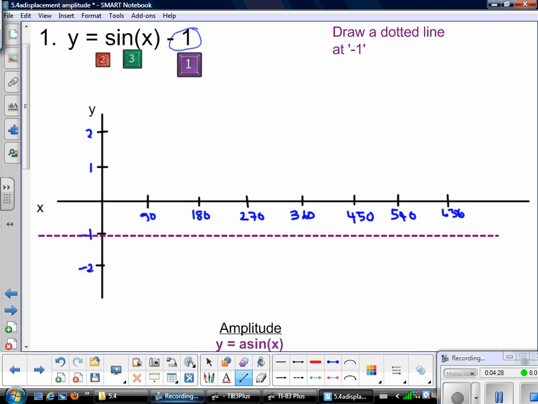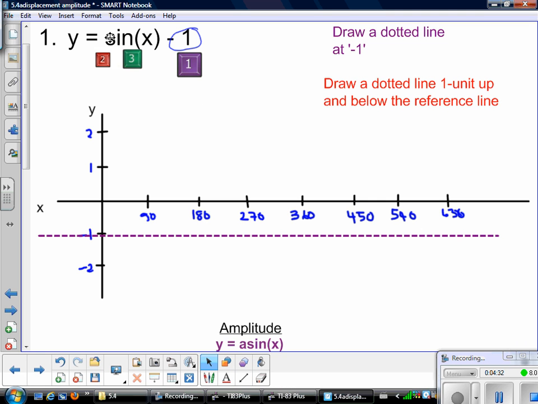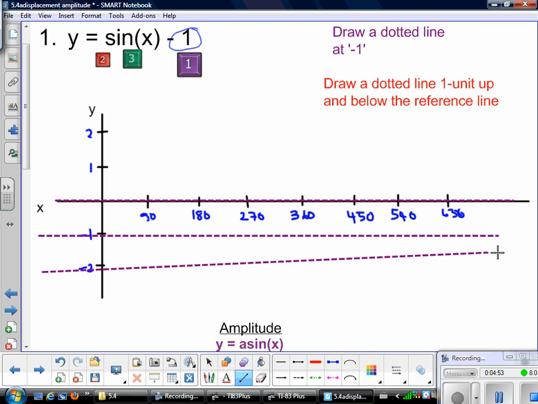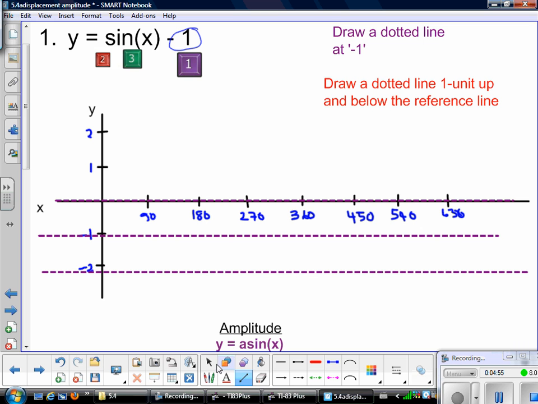The next thing that we do is look to see what's in front of sine. Here, the number in front of sine is obviously 1 because there's nothing that I can see there. So I'm going to go up 1 and down 1 from that middle, that reference line or baseline. So this time I am going to put a dotted line on the x-axis.